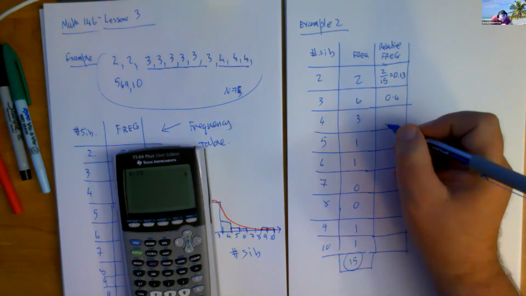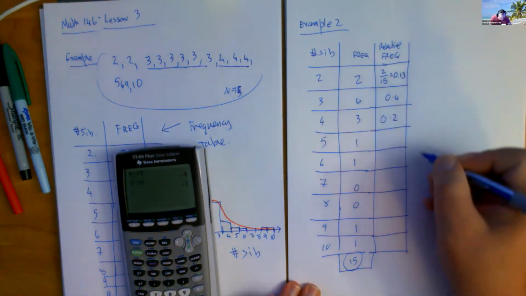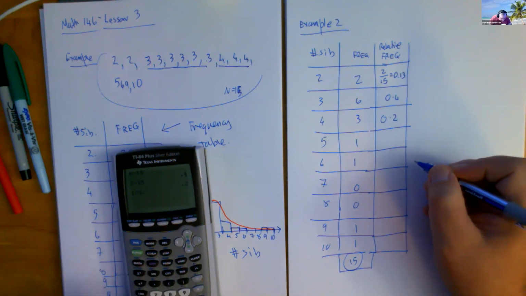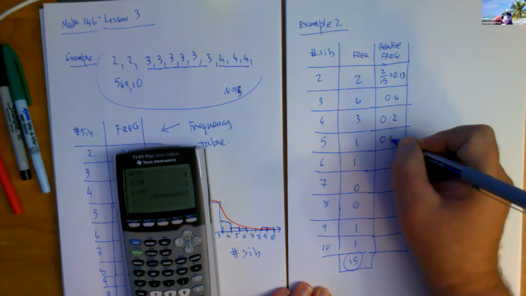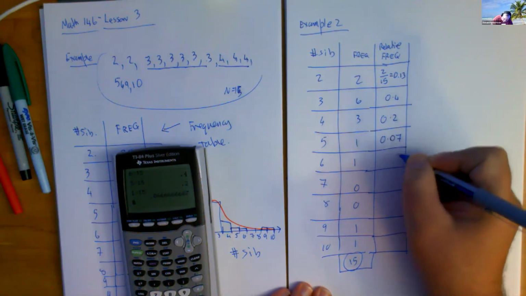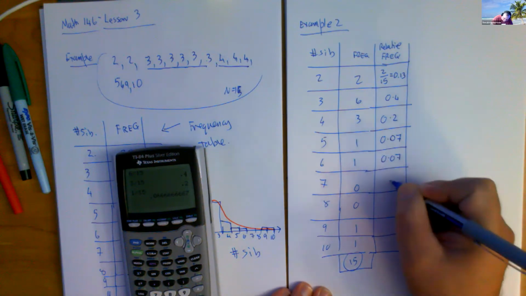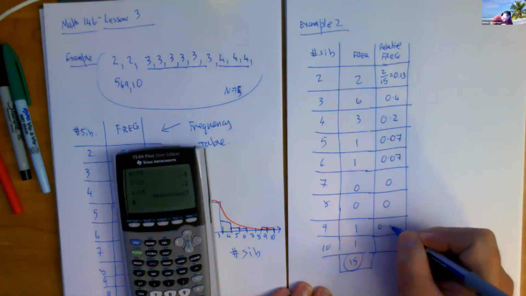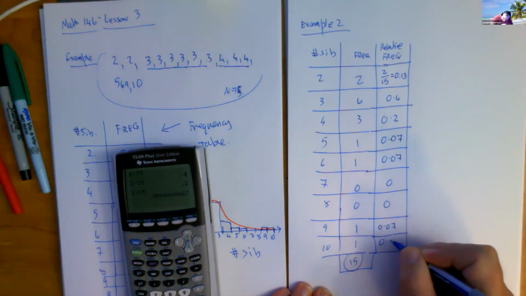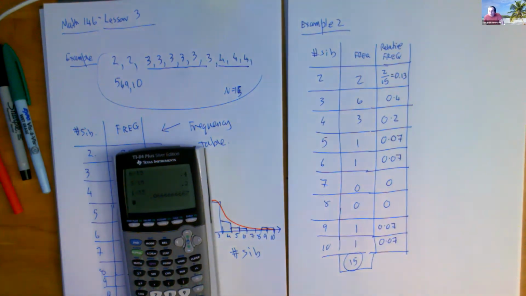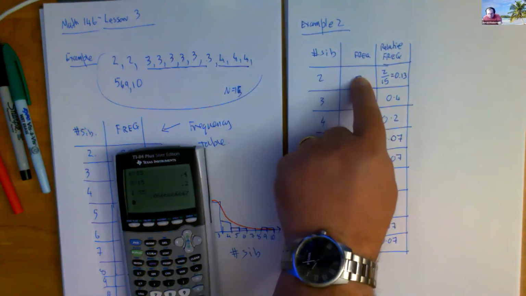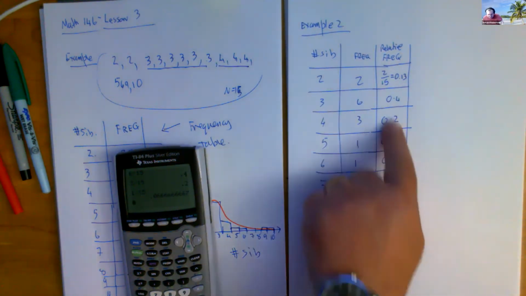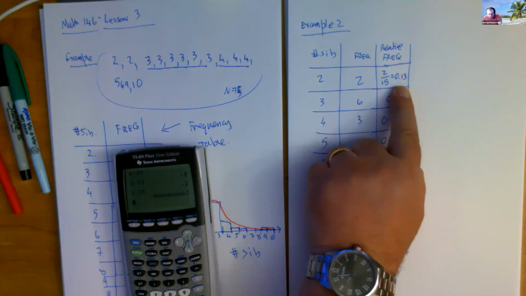The next guy is 3 divided by 15, which is 0.2. The next guy is 1 divided by 15, and this is roughly 0.07. So will that one be. Those are still 0, and there's a 0.07, and there's another 0.07. So when you do a relative frequency, you don't use the raw data, which is 2, but you convert it into a fraction that's converted then into a decimal.